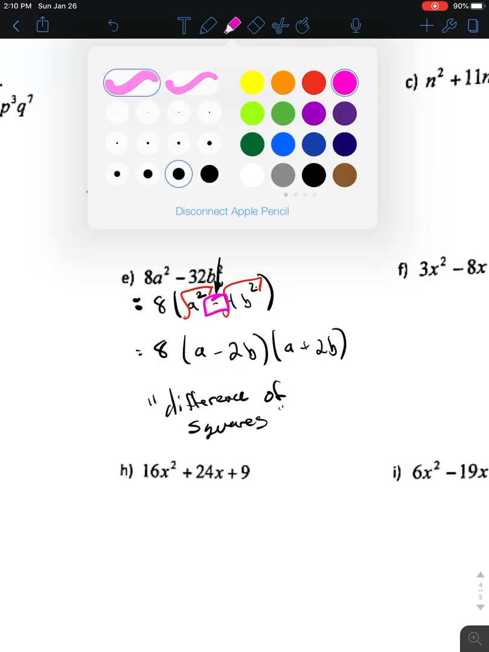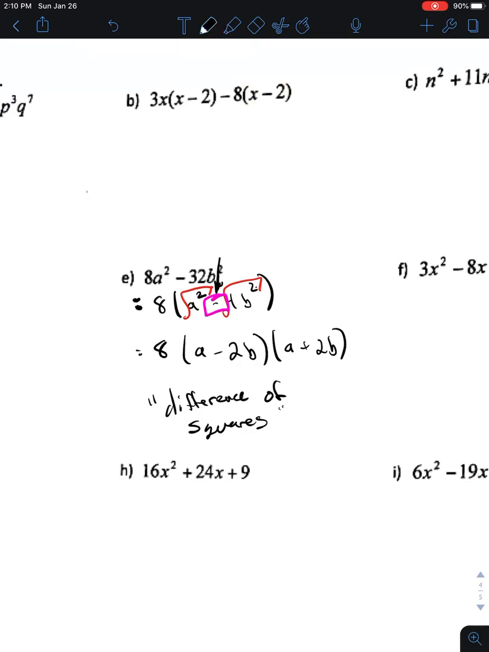Okay, I'm just going to write a little note on difference of squares. I'll just say that this is difference of squares. Okay, difference of squares. Now, we're going to B? We can do B real quick.